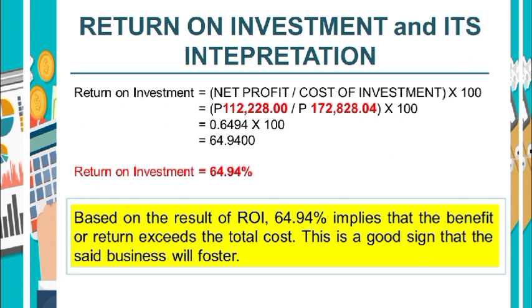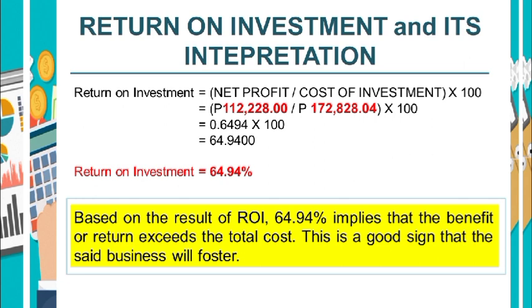So to calculate the ROI, we're just going to use the formula: return on investment equals net profit divided by cost of investment times 100. Since the net profit and the cost of investment are already given, we just have to substitute them, where the net profit is 112,228 and the cost of investment is 172,828 and 4 centavo. We're just going to divide that and multiply by 100. It gives us the result of 64.94%, which is the return on investment.